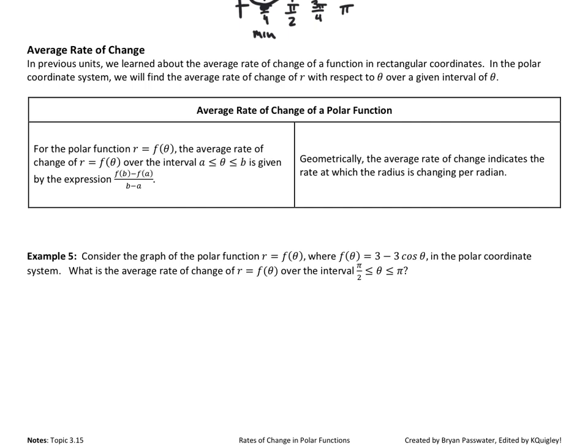We can also do the average rate of change with polar functions. The formula stays the same. If you notice, I know that the one I wanted you to memorize, I said y2 and y1, but instead this function is using b and a, but that's just the first interval and the second interval, the beginning and end. It's the same formula I had you memorize. We are going to use this formula to find the average rate of change of a polar function. Geometrically or visually, what this means is the average rate of change indicates the rate at which the radius is changing per radian.